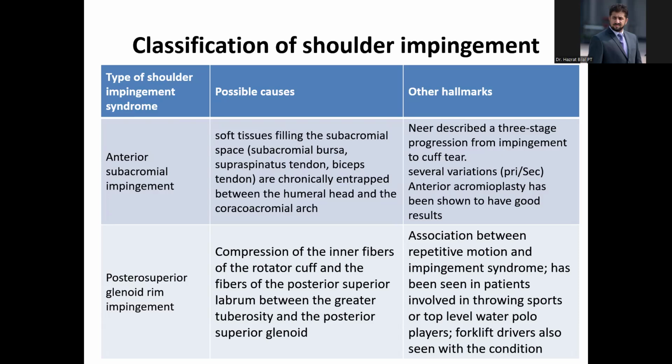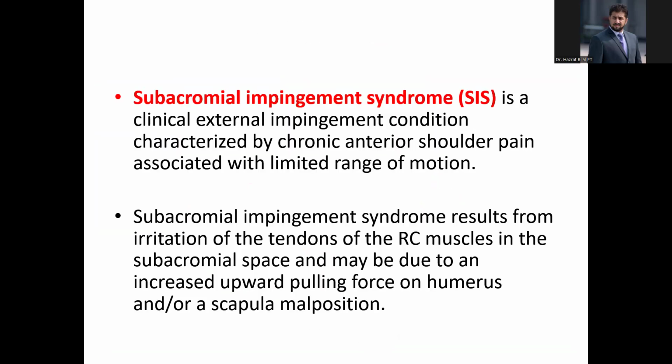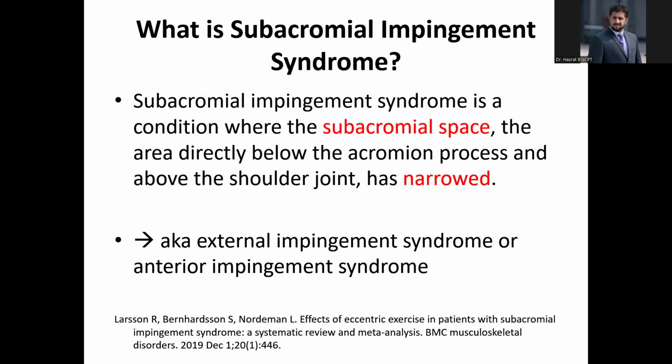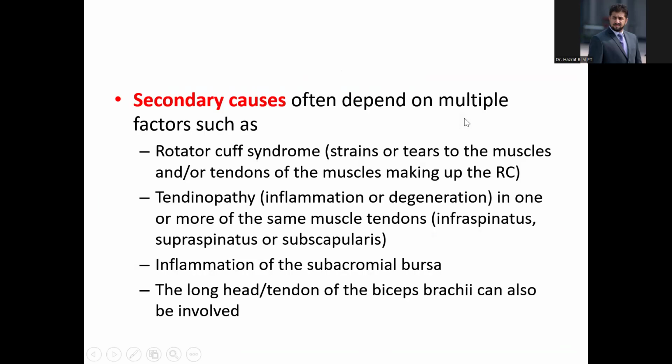We discussed the different types of impingement syndrome along with possible causes and their characteristics. After that, we discussed subacromial impingement syndrome specifically and its history, then its explanation or definition from the literature. After that, the primary and secondary causes of subacromial impingement syndrome.